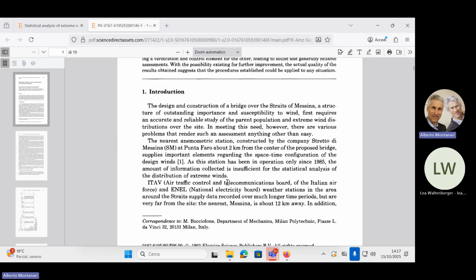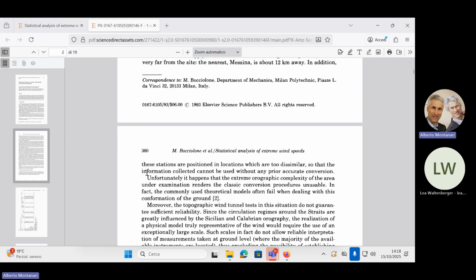Italian Air Traffic Control and Communication Board and Enel, National Electricity Board, weather stations in the area around the Strait supply data recorded over much longer time periods, but are very far from the site. Again, a problem, okay? In addition, these stations are positioned in locations which are too dissimilar, another problem, so that the information collected cannot be used without any prior accurate conversion.